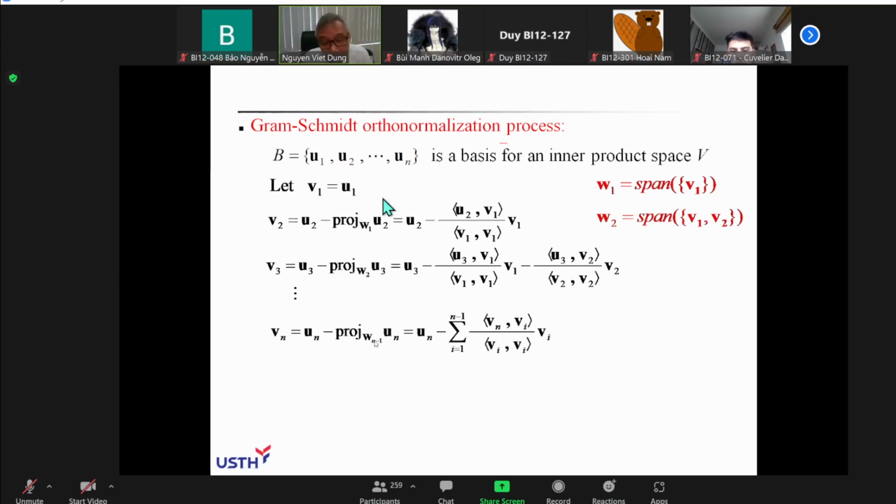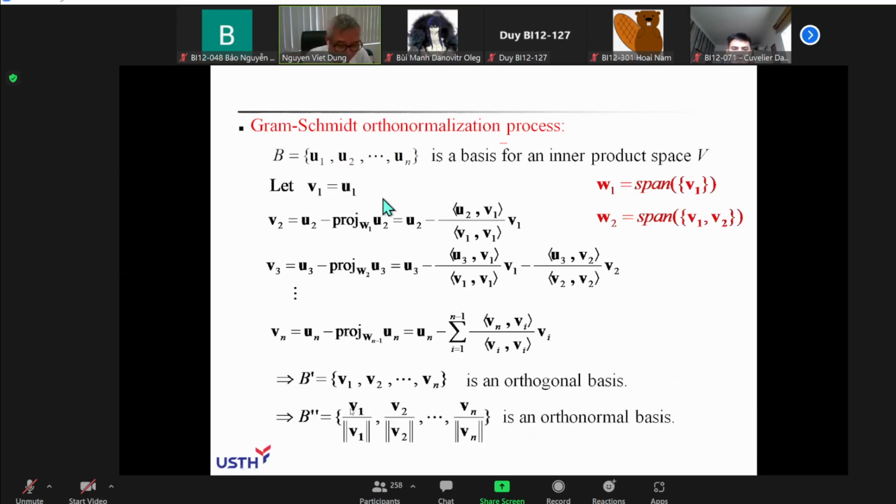So we can continue this way up to the last one. The last one is vn equal to un minus its orthogonal projection on W(n-1), or by formula, you get that. By this construction, you get a system v1, v2, v3, up to vn, and that is already an orthogonal basis. And the rest is we normalize it by dividing each vector by its length, like that one. You get an orthonormal basis.